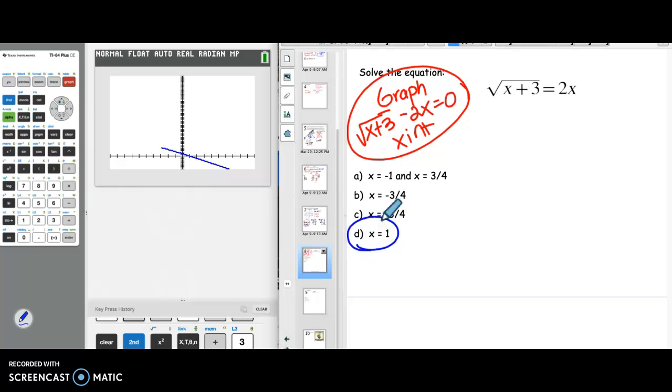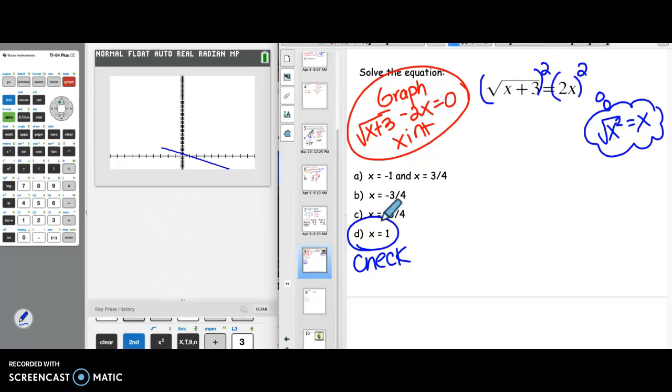So let's just check. The opposite operation of the square root, like if I have the square root of x squared, those two things cancel out because they're opposite operations. So I'm going to square both sides, and I'm going to square the whole of both sides. When you do that, it gets rid of the square root. So I have x plus 3 equals 2 squared is 4, and x squared. Now we have a quadratic. So I'm going to set it equal to 0 by subtracting the x over and subtracting the 3 over.